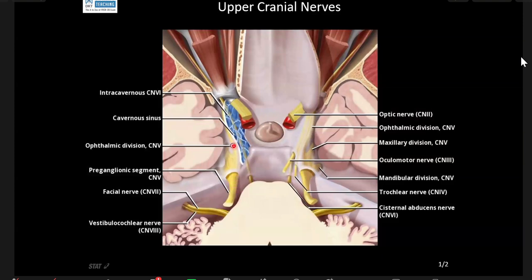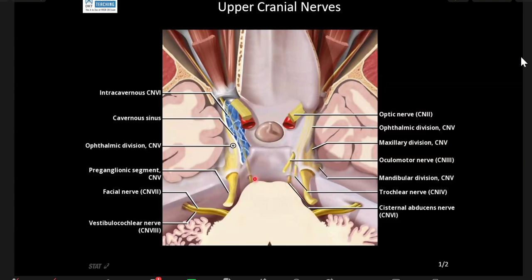So the V1 and V2 of the trigeminal. V1 and V2, V3 will go down, it will dip down. And then these are the third nerve, fourth nerve, sixth nerve, and this is the superior orbital fissure. This, of course, is the optic nerve. So look at this nerve, the sixth nerve, and it passes anteriorly.